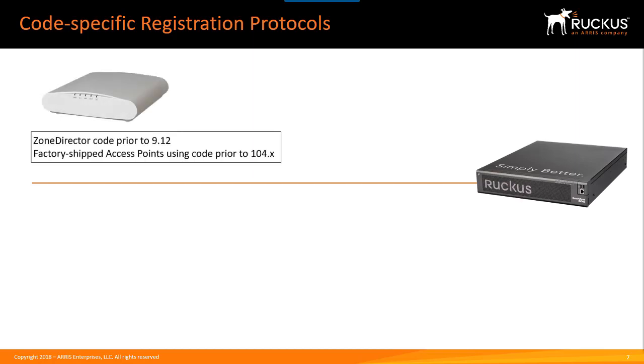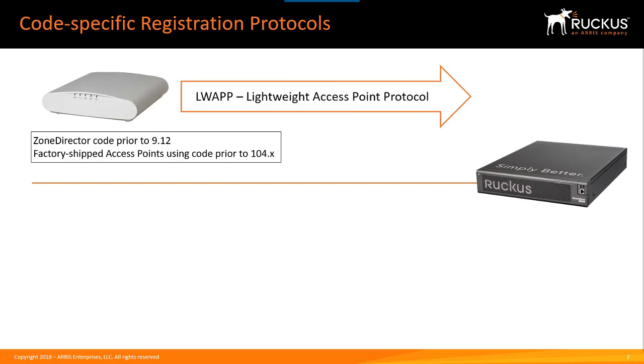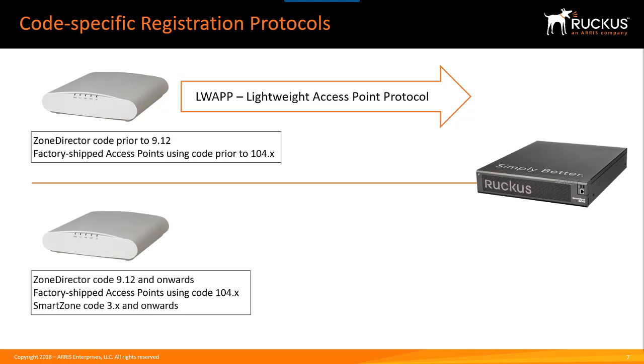So if we have an AP with some code, maybe it was managed by a ZoneDirector, and if that ZoneDirector had code prior to the 9.12 release, or if it's a factory shipped access point using code that's prior to the 104.x code release, those are going to use the Lightweight Access Point Protocol to try to register with the SmartZone network controller. So they use a different protocol than any of the APs that run later than that. So let's take a look at those.